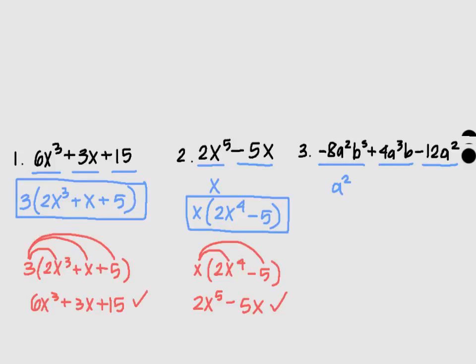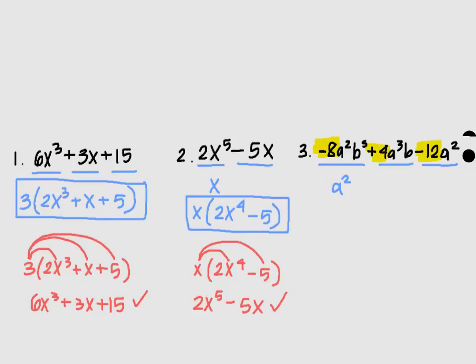Continuing on, looking at the rest of the terms, we see that we have b to the fifth power, b, and there is no b in the third term. So even though we have a b in the first term, we have a b in the second term, because there is no b in the third term, we cannot include the variable b in our greatest common factor. So we're not going to include b. Let's look at the coefficients. The coefficients are -8, we have +4 and -12.